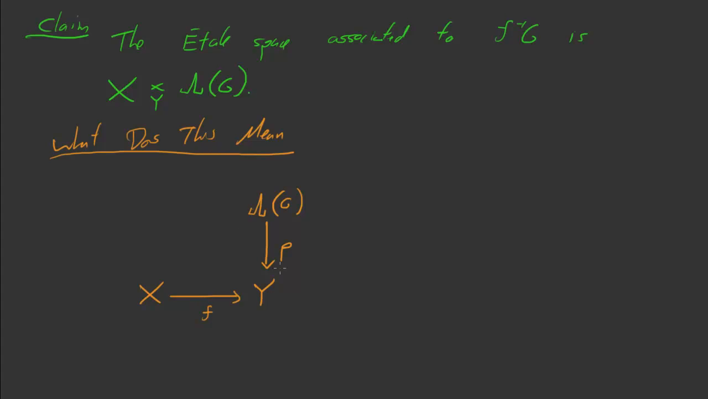Okay, so this is a diagram in the category of topological spaces, and that category has pullbacks. So we can form the pullback X over Y with lambda of G. And that pullback, we can look at the first projection of that, the projection down onto X, and that'll give us sort of this arrow.